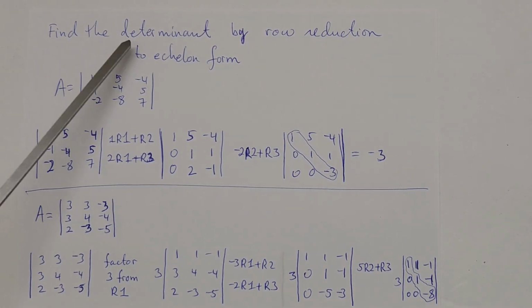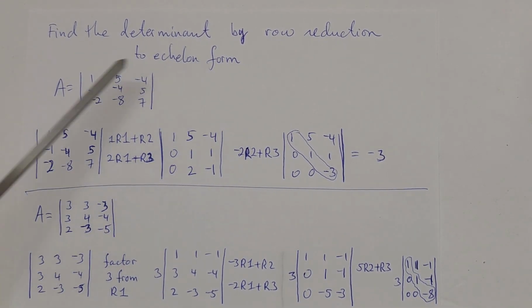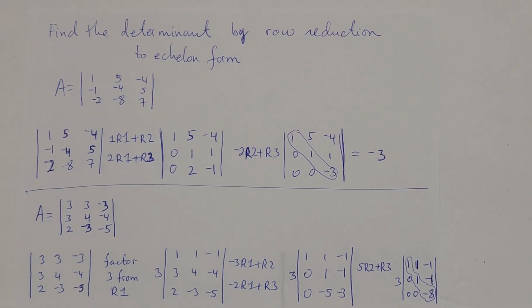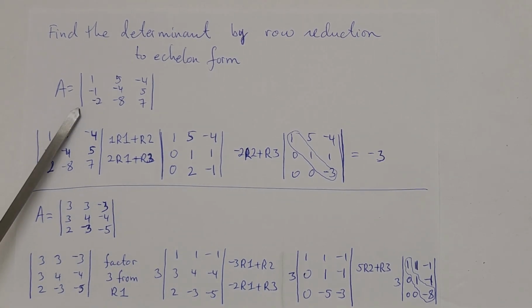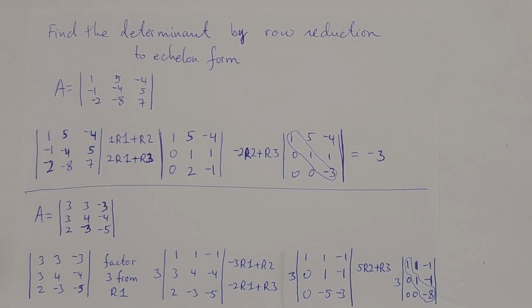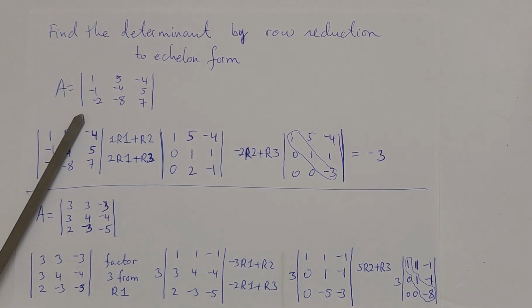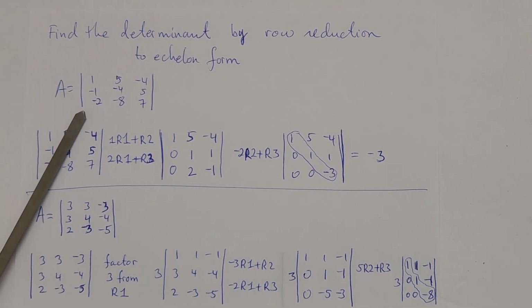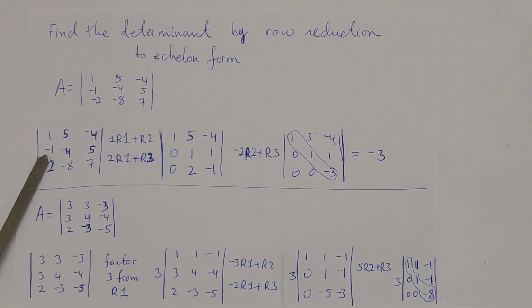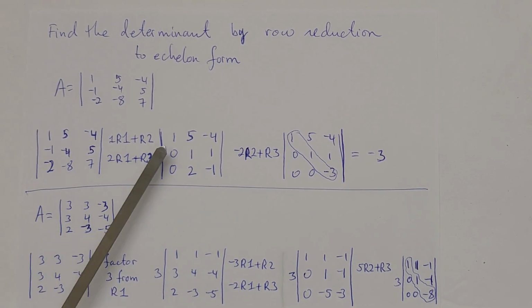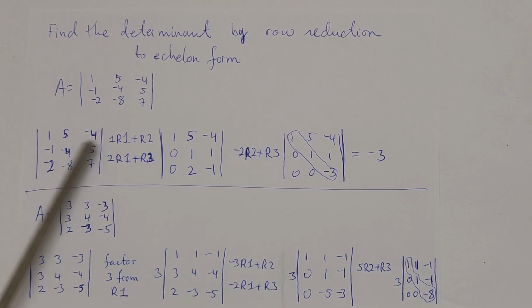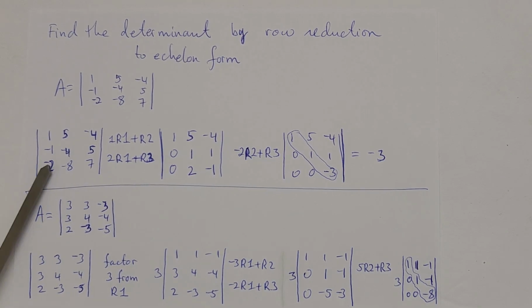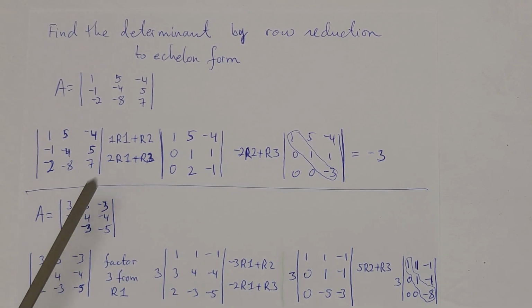This lesson is find the determinant by row reduction to echelon form. So here I have a 3 by 3 matrix and I want to do row operations so that I can get the determinant. Here I have -1 and -2. I need this to be 0 and 0. So I will multiply by +1, the opposite of -2, so +2.